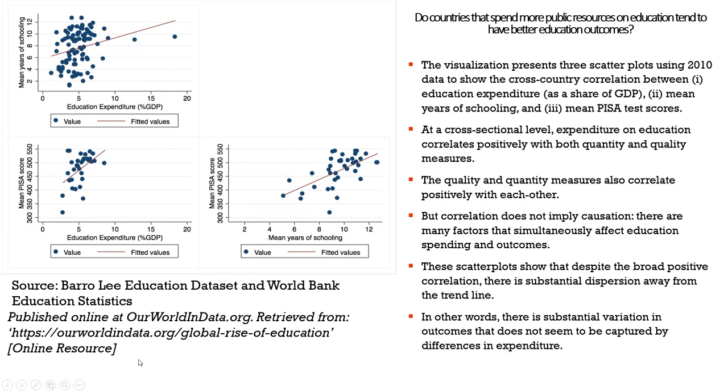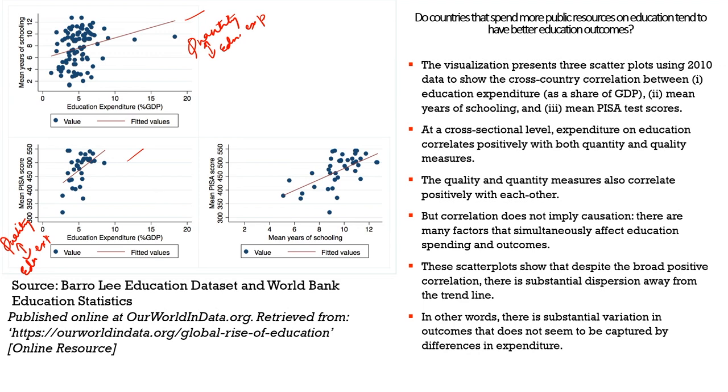So, this visualization presents these three scatter plots, and at a cross-sectional level, expenditure on education, you would see, correlates positively with both quantity and quality. So, this first figure here correlates quantity of education with education expenditure. And if we consider the test scores as quality, this correlates quality with education expenditure here. So, one of the first observations is that if you look at the figures here, you would see that they are positively correlated. Both quality and quantity measures are positively correlated.